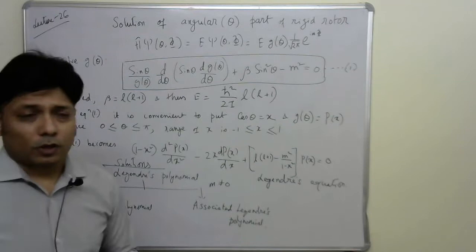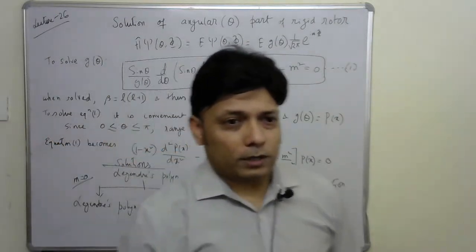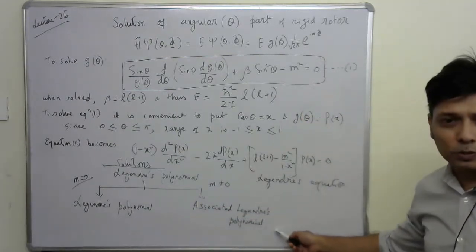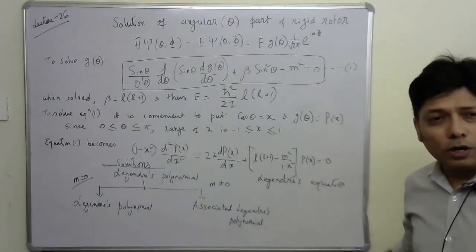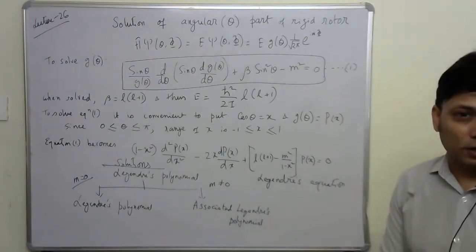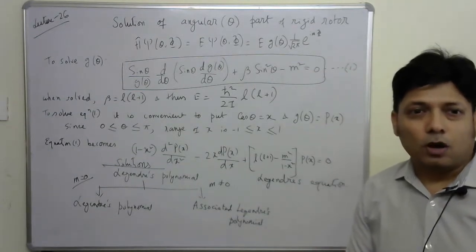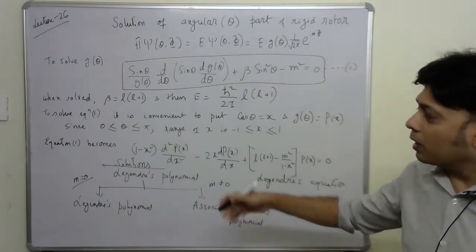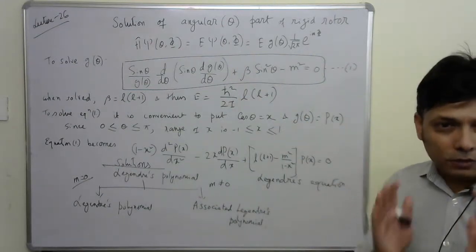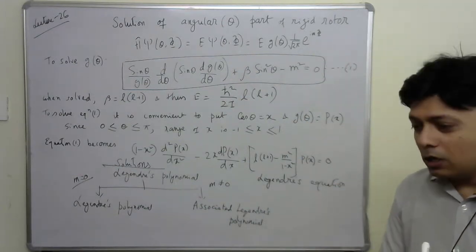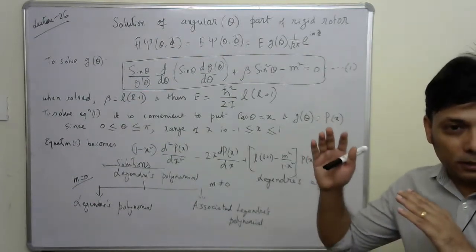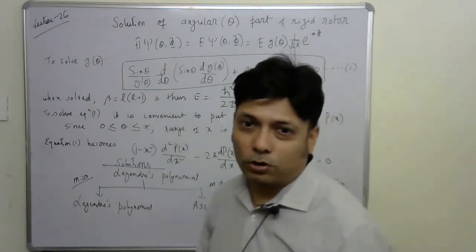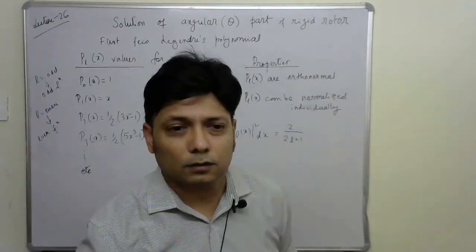Alright, so now we have two types of polynomial: one is the Legendre's and another is the associated Legendre's. Now we are going to see the nature or types of these two polynomials. So I'm going to clean the board and write a few sets of equations to make you familiar that these are the Legendre's and associated Legendre's polynomials. Okay, so let's do that.